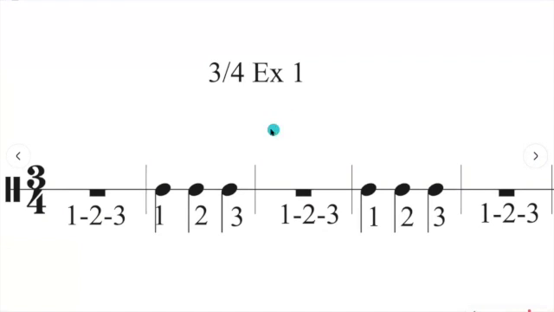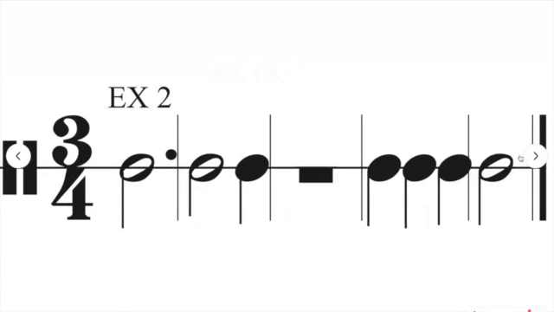So here we are in example 1. 1, 2, ready, go. Rest, rest, rest. 1, 2, 3. Rest, rest, rest. 1, 2, 3. Rest, rest, rest. All right, example 2. 1, 2, 3. 1, 2, 3. Rest, 2, 3. 1, 2, 3. 1, 2, 3. Off.